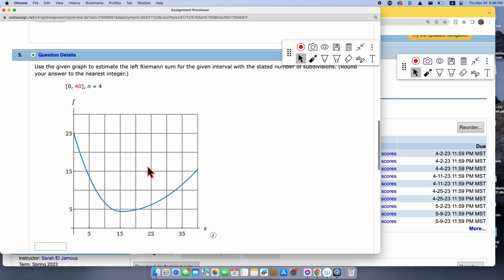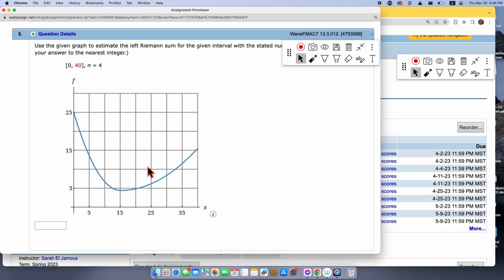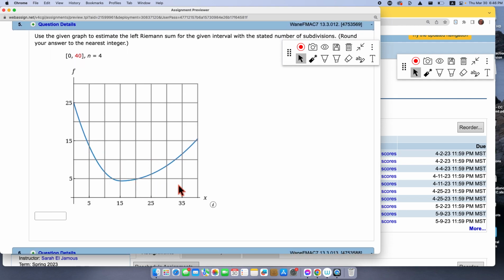And then there's 3 of them that are like this, where they just give you the graph. They tell you to divide it into 4, so we're going from 0 to 40. If you divide 0 to 40 into 4 rectangles, how wide is each rectangle? 10. So it'll be a width of 10. So if we're doing a left interval, it's 25 times 10 will be this rectangle. So you could just do it graphically.